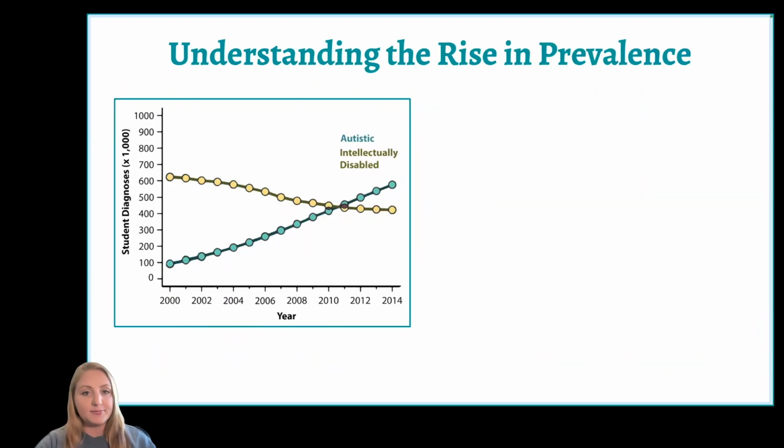While the more widespread recognition of autism has only really grown in recent decades, the diagnosis of things like intellectual disability dates back much further. If we look at the graph on the left, you'll notice that since the early 2000s, autism diagnoses, shown in blue, have been steadily increasing. At the same time, diagnoses of intellectual disability, as shown in yellow, have been declining.